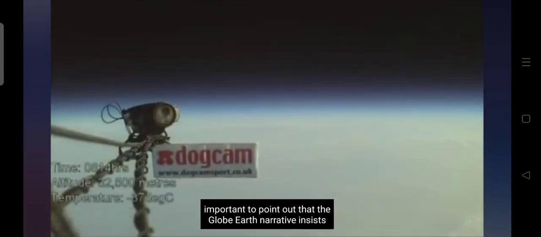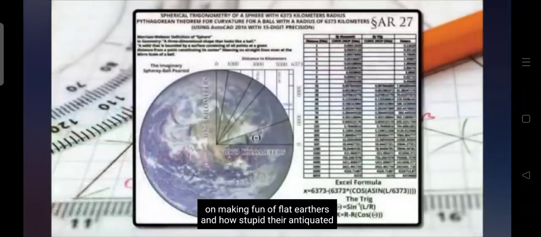It's important to point out that the globe Earth narrative insists on making fun of flat earthers and how stupid their antiquated beliefs are. Flat Earth cosmology is complete and sensible.